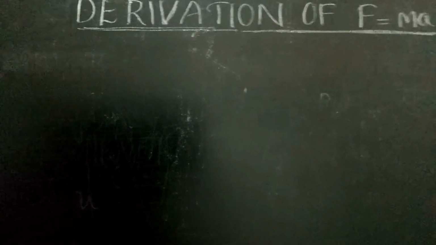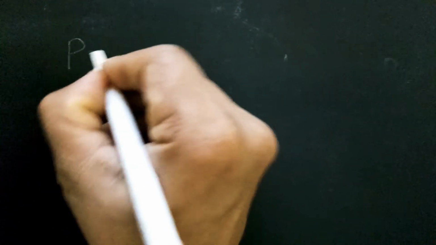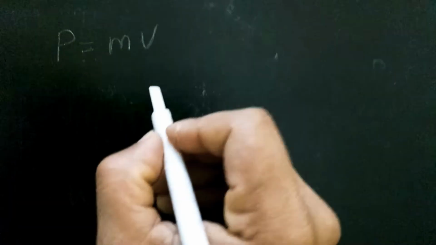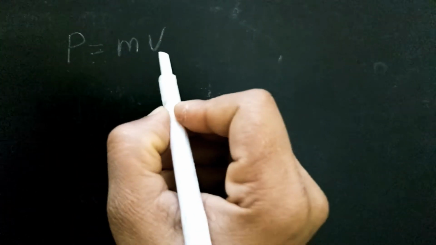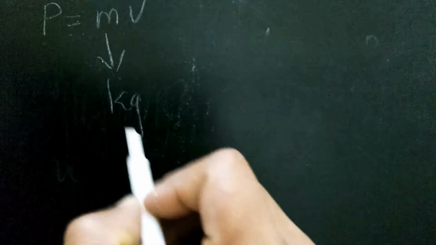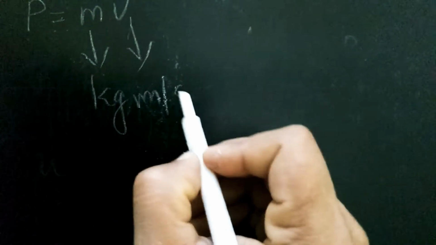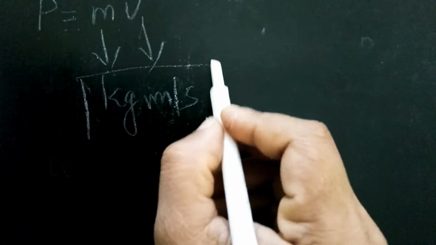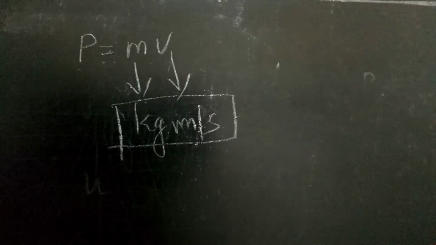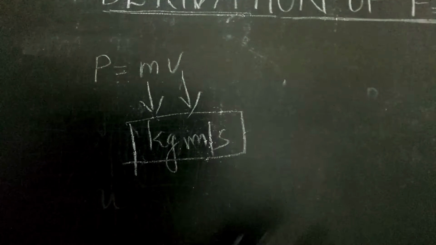P represents momentum, so we can write the equation P is equal to mv. P is equal to the product of mass and velocity. Its SI unit is kilogram for mass and meter per second for velocity, so the unit of momentum is kilogram meter per second. Okay, now we can derive the equation F is equal to ma.